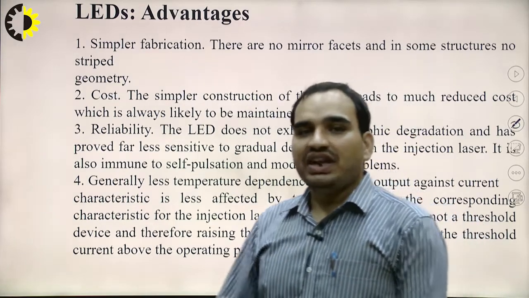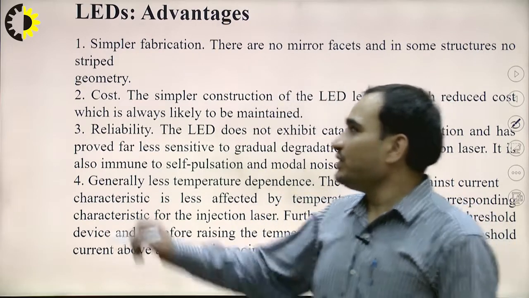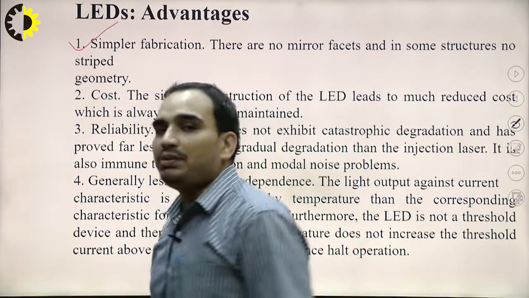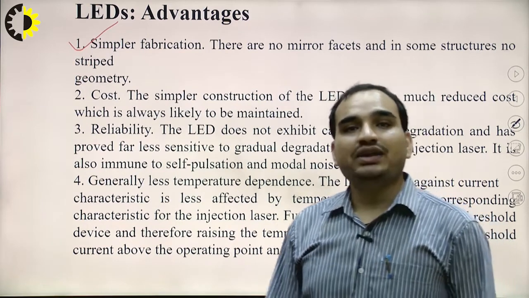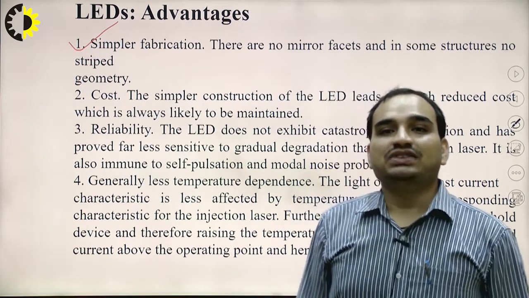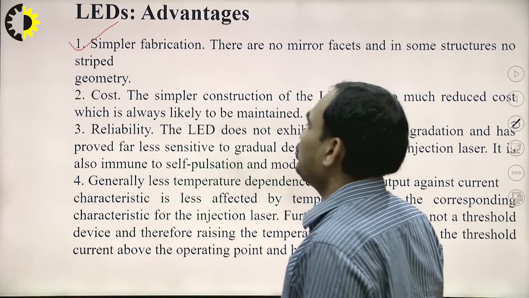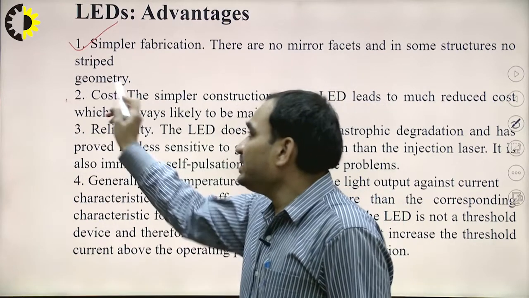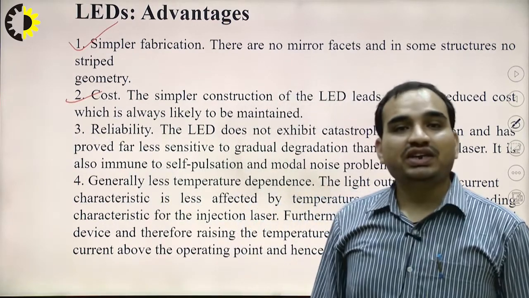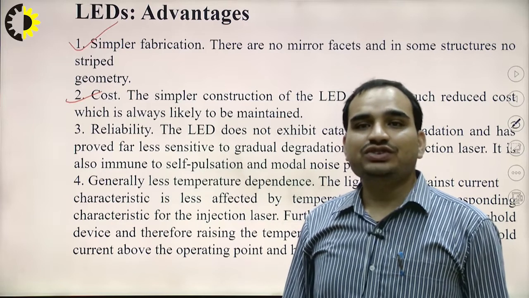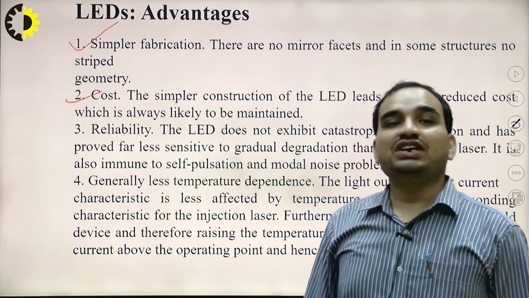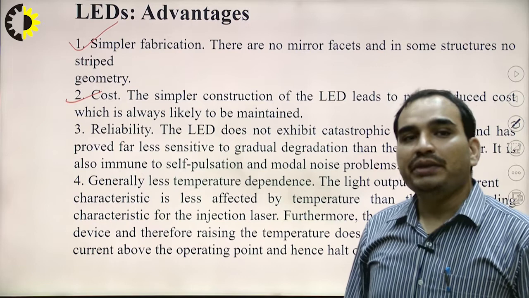Now there are several advantages as well. So first one is the simpler fabrication. There are no mirror facets in some structures, no stripe geometry. Another one is the cost. The simpler construction of the LED leads to much reduced cost, which is always likely to be maintained.